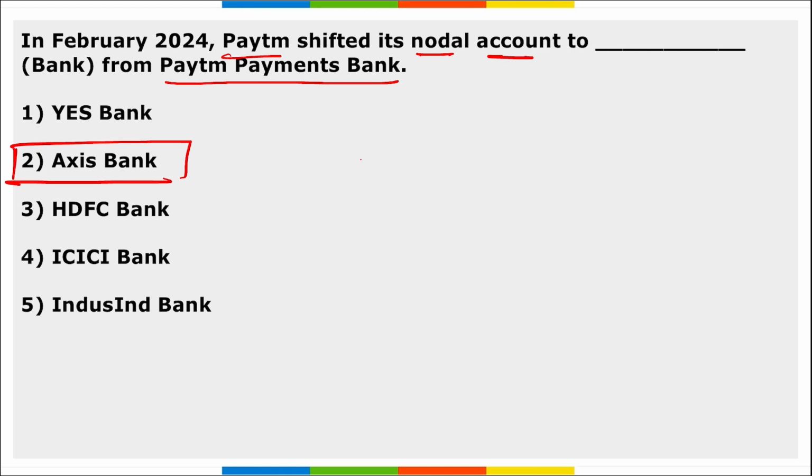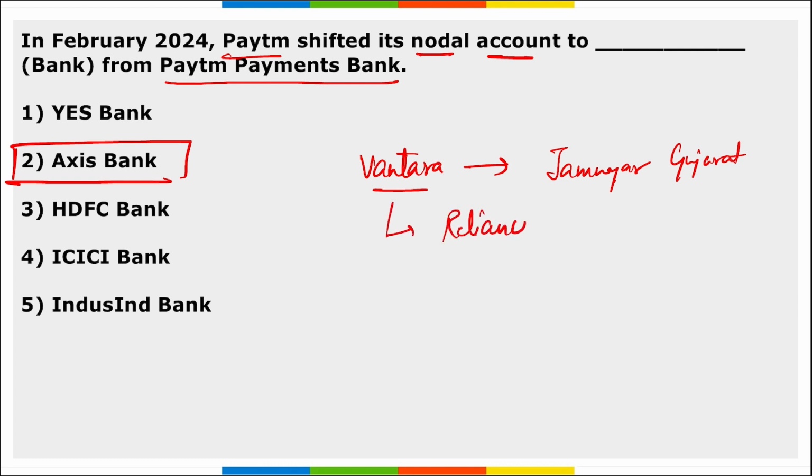Right? Next, tell me recently Vantara. Vantara, what is it? It is an animal welfare initiative that is in Jamnagar. Jamnagar is in Gujarat, and Vantara was set up by Reliance Foundation.